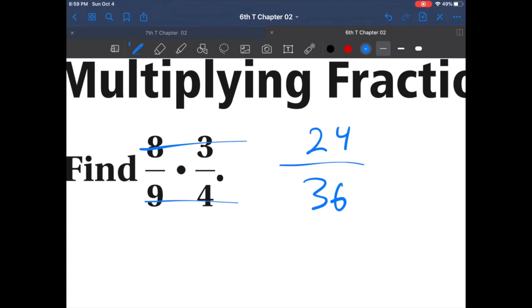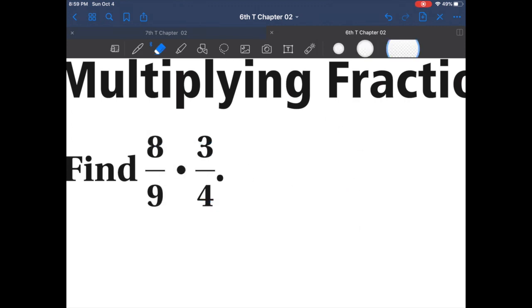This is where it's going to get difficult for some of us to simplify because we don't know what number goes into 24 or what number goes into 36. Before we do that, we could actually simplify. So how about we simplify that? How do I know how we can simplify that? So let me show you a cool trick.